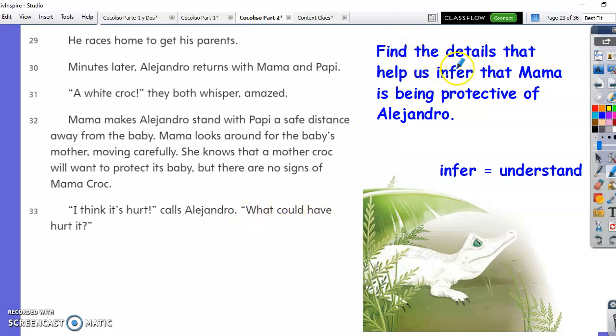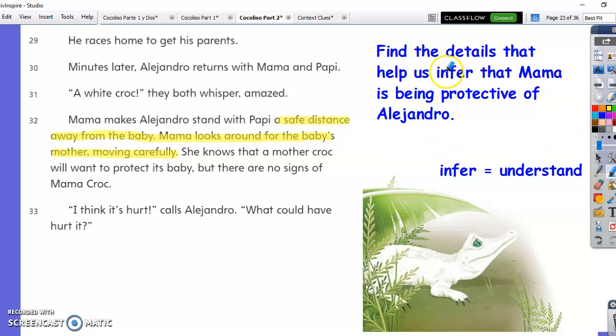Here, find the details that help us infer that Mama is being protective of Alejandro. She makes them stay a safe distance away from the baby. And she also looks around for the baby's mother, moving carefully. She knows that it's very seldom, or it doesn't happen often, that you find a baby by itself. Usually their mothers are nearby. It's important that you would be careful to come close to a baby. Its mother may be near. So Alejandro's mom is looking for the mother crocodile.